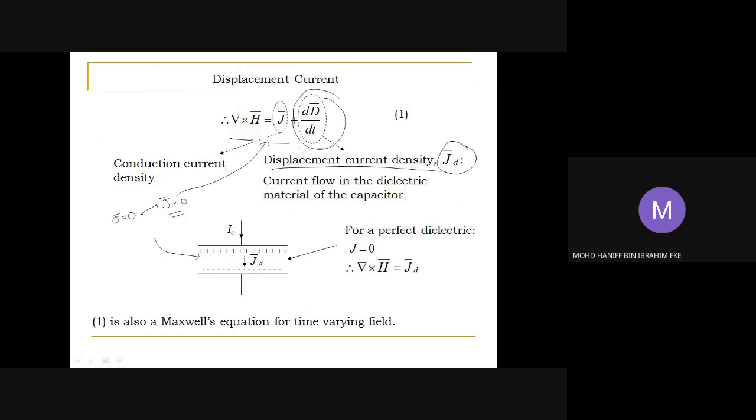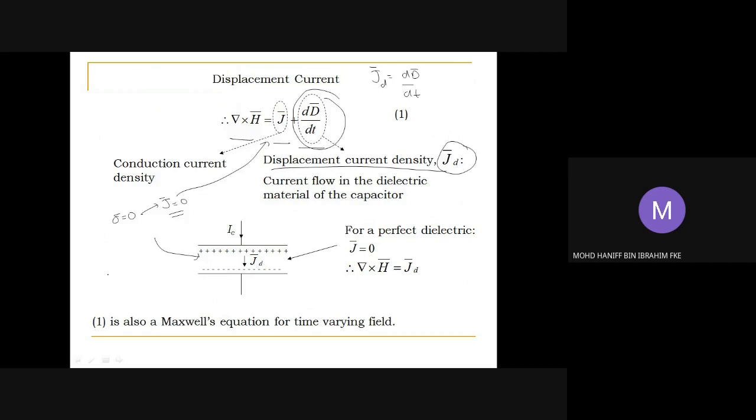So basically, the displacement current density, J_D, is equal to dD over dt, the time-varying electric field. I repeat again: for the case of sigma equal to 0 in a dielectric, the current produced inside the dielectric here is J_D, which is the displacement current density.